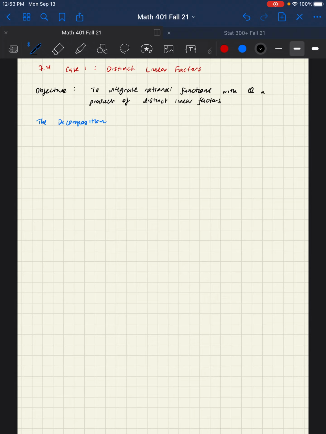So let me show you in full generality what we're talking about in terms of the decomposition, and then we'll do a decomposition as an example, and then we'll do a full example where we actually carry out the integral. Actually, we'll do a couple of those examples, showing a number of different techniques, but this is the objective, to integrate these functions. So, first, we'll suppose q of x is a product of distinct linear factors.